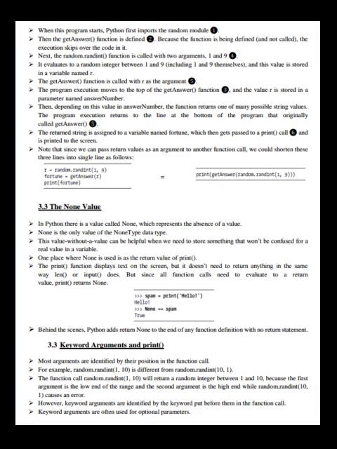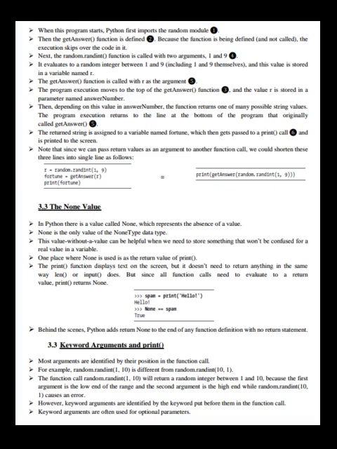Now let us see the None value. In Python, there is a value called None, which represents the absence of a value. None is the only value of the NoneType data type. This value without a value can be helpful when we need to store something that won't be confused for a real value in a variable.